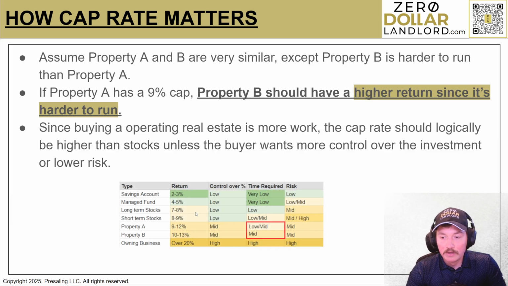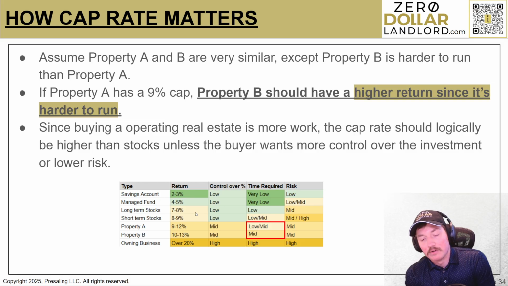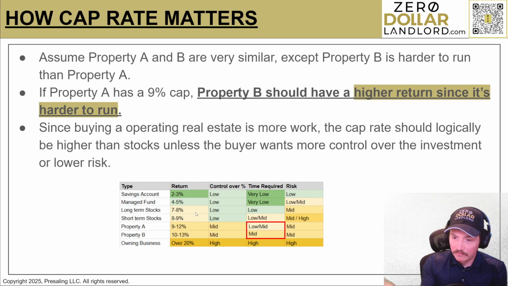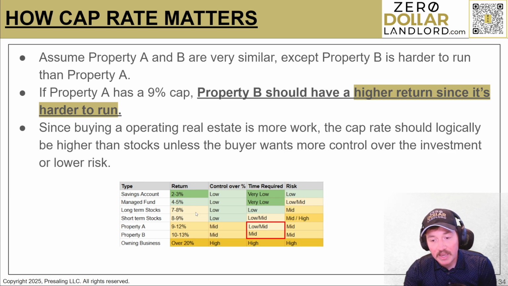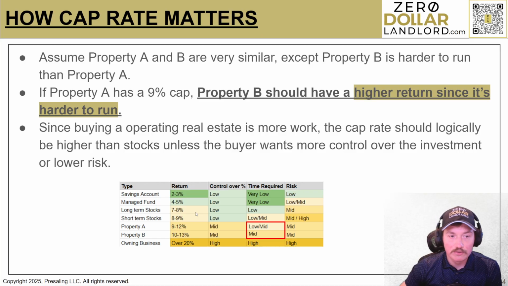So here's a quick example on rate of return for different asset types. Savings account, very low return. Control, you don't have a lot. It doesn't take you hardly any time to add money to your savings account. And it's very, very low risk because it's usually FDIC insured. A managed fund, a little higher. Long-term stocks, usually a little more stable. Short-term stocks like day trading, which I highly don't recommend because that's silly. You're starting to creep up there, but your risk is going up a little higher. So if property A and B are the exact same, B has to have a little higher. And hopefully this makes sense when I put it in this chart, why it has to have a higher rate of return.